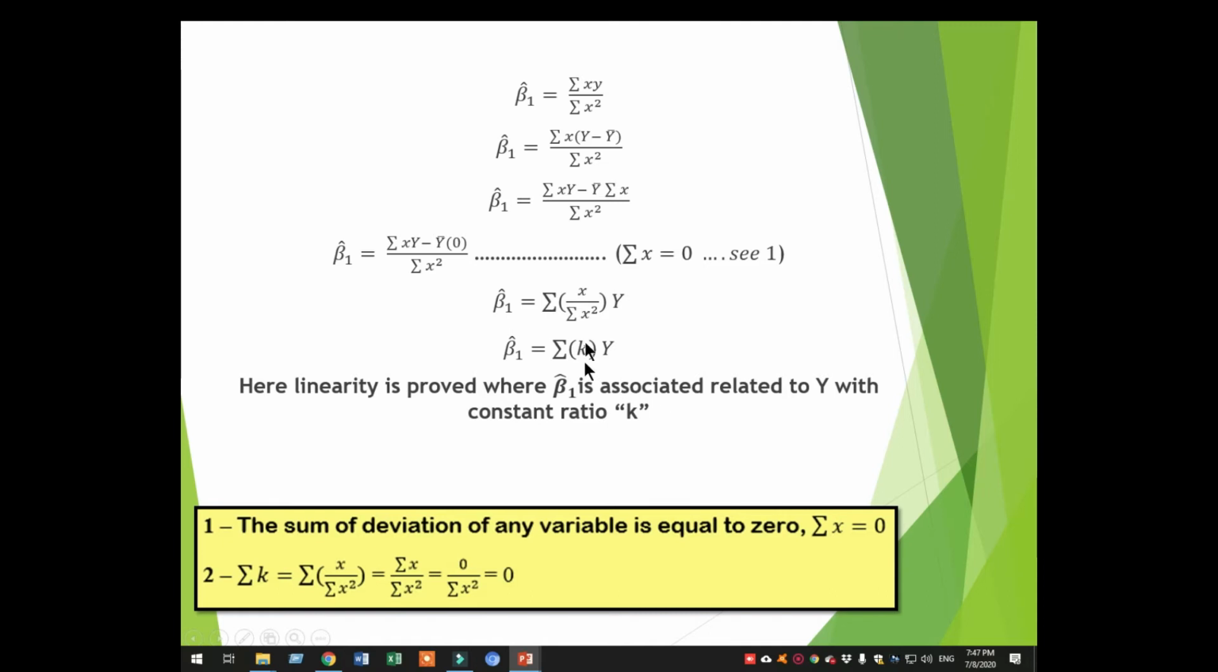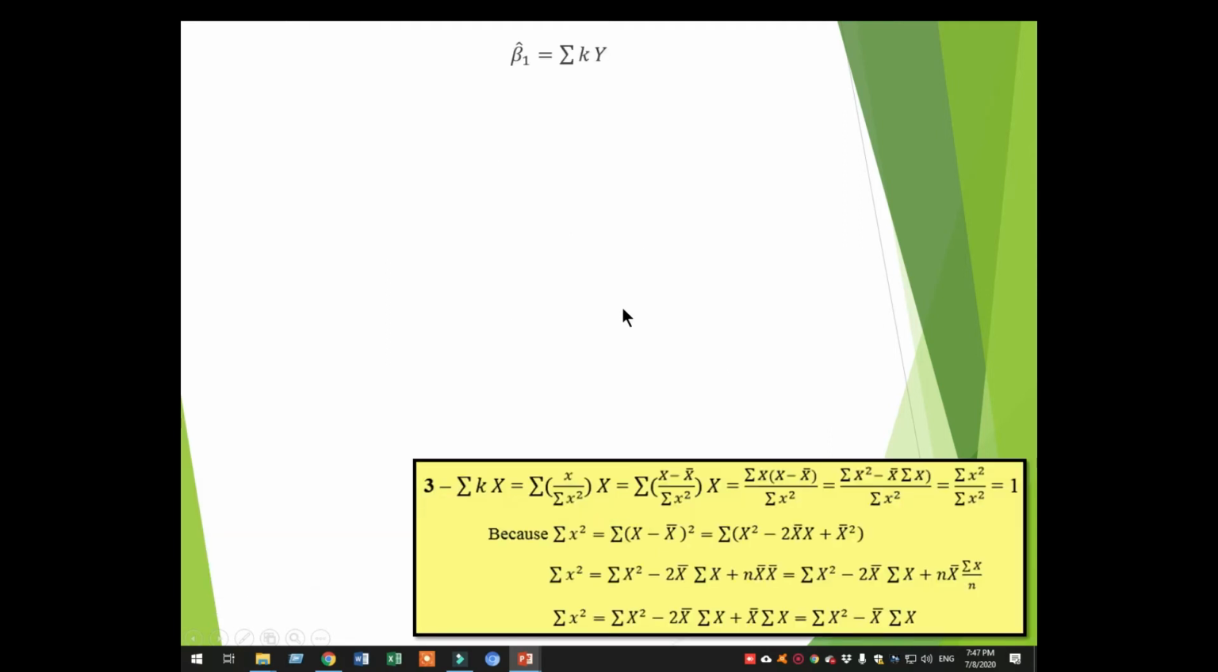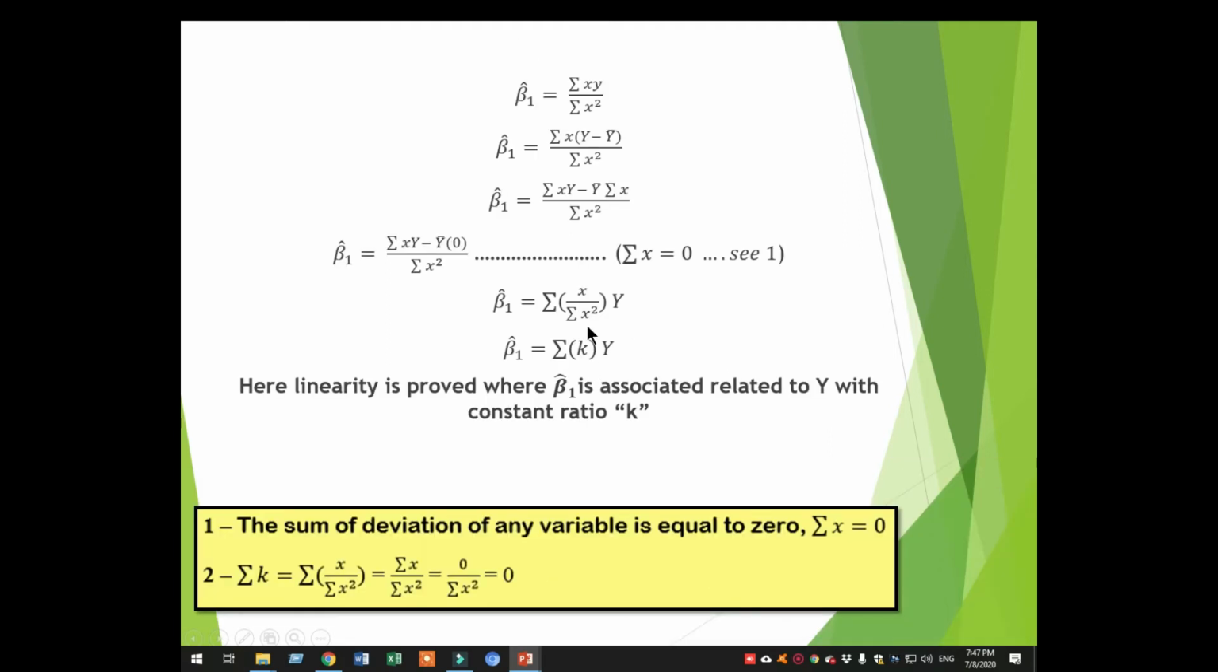How is linearity proven here? Because we know, according to assumption number, I think it was the second assumption in the usual OLS assumptions, that x is a fixed factor in repeated sampling. It means that x is a fixed factor, a constant term. It is not a pure constant, it is a fixed variable, so that's why x over summation of x square becomes a fixed ratio or constant. So that constant has been replaced by the ratio k.